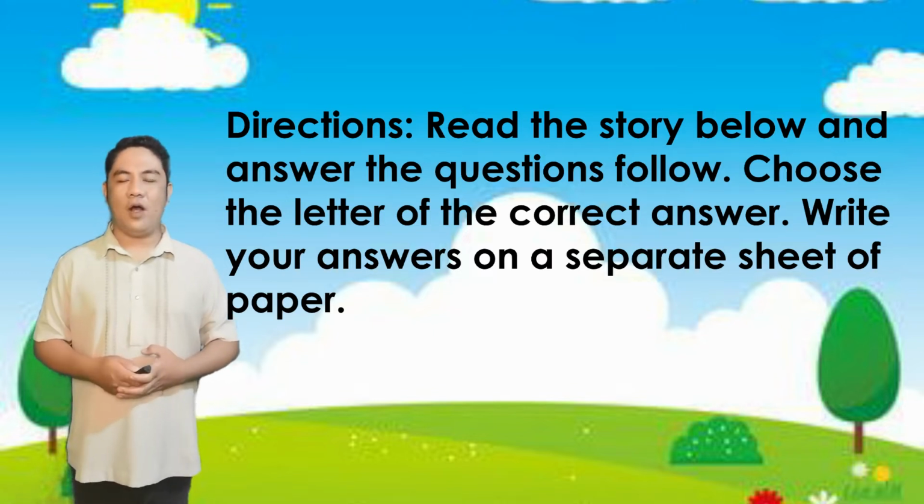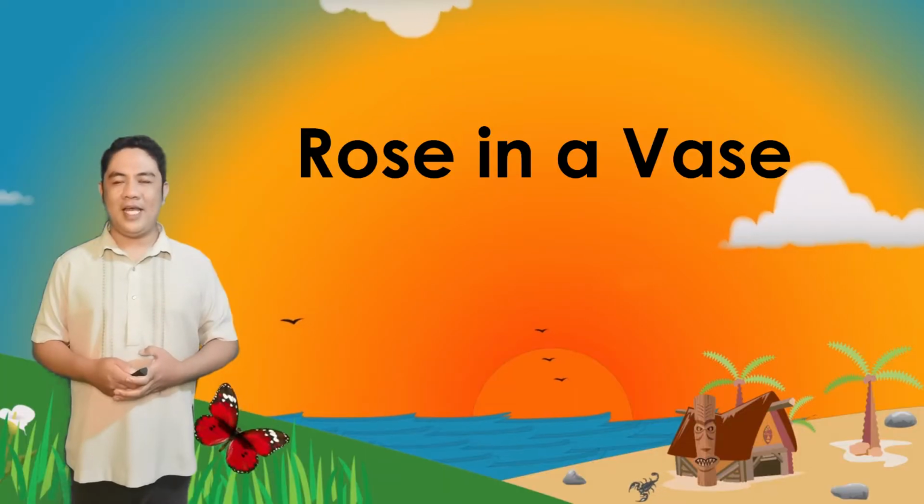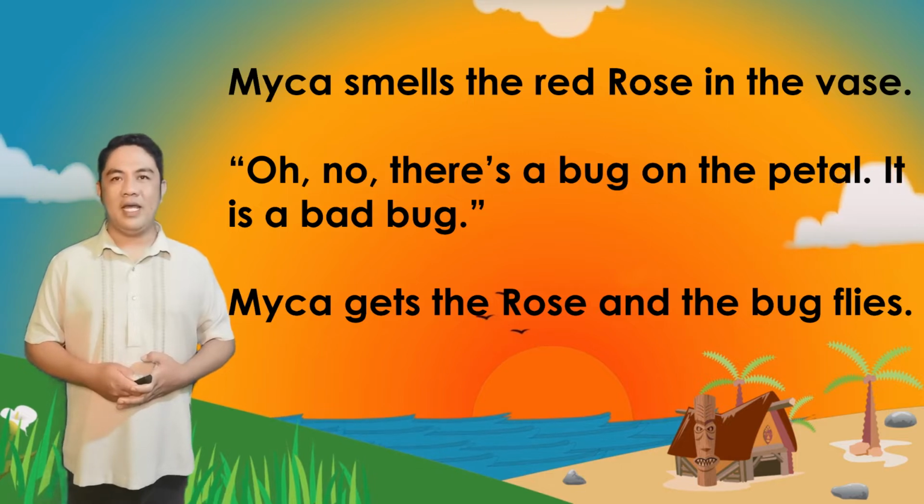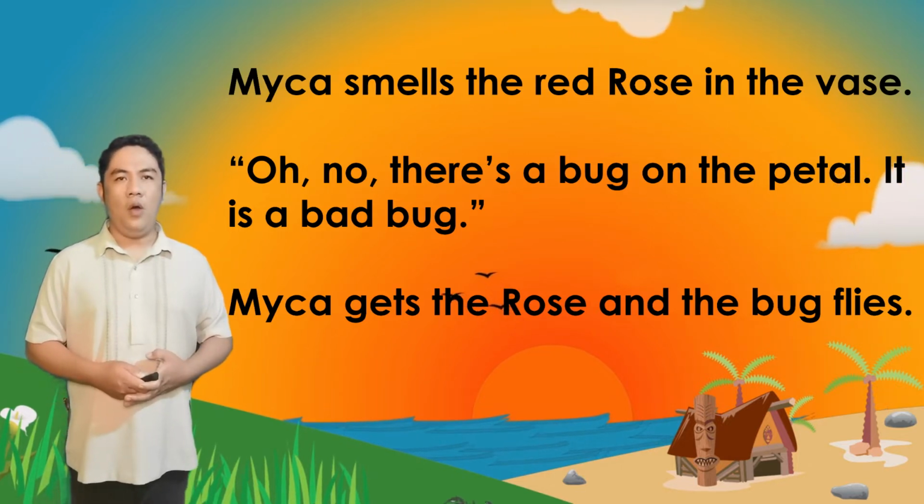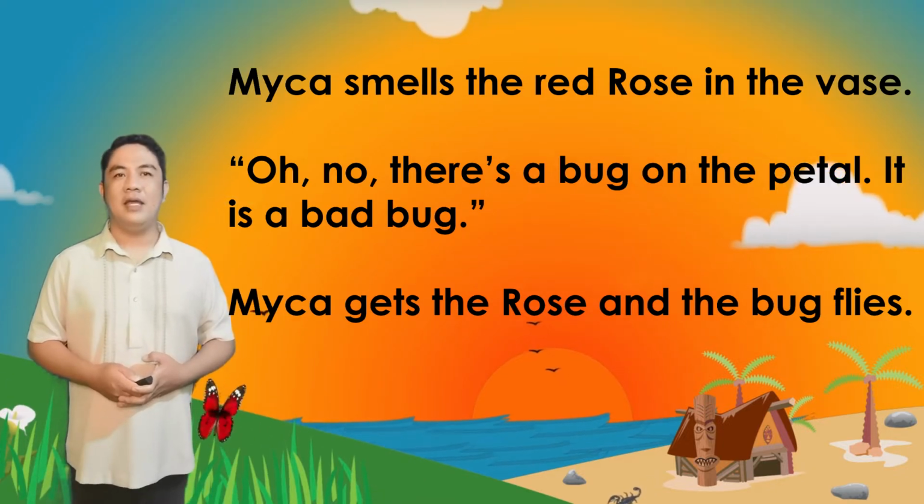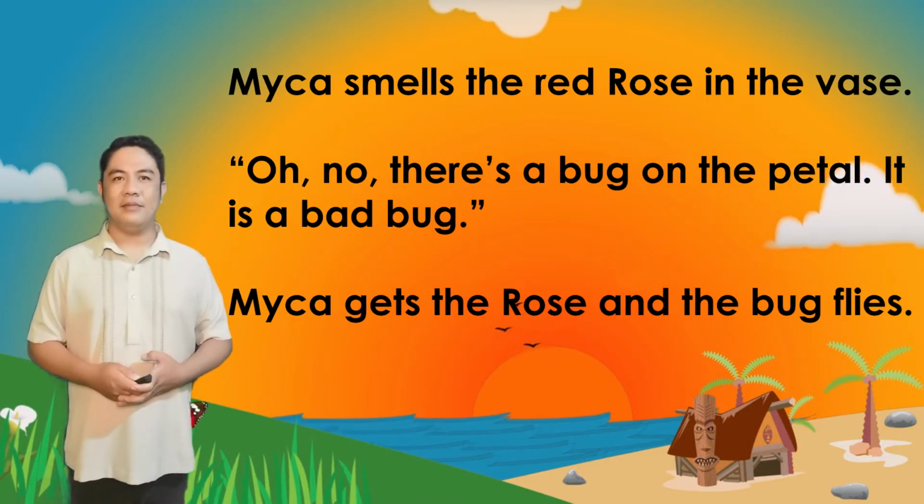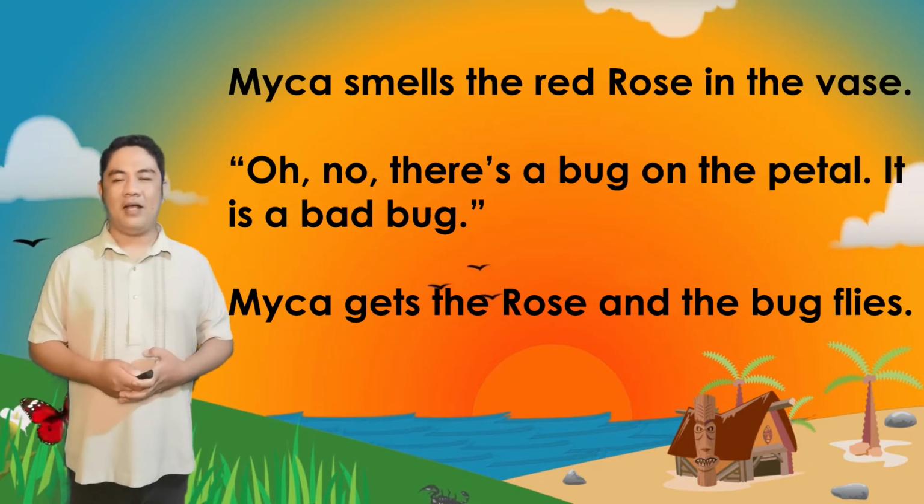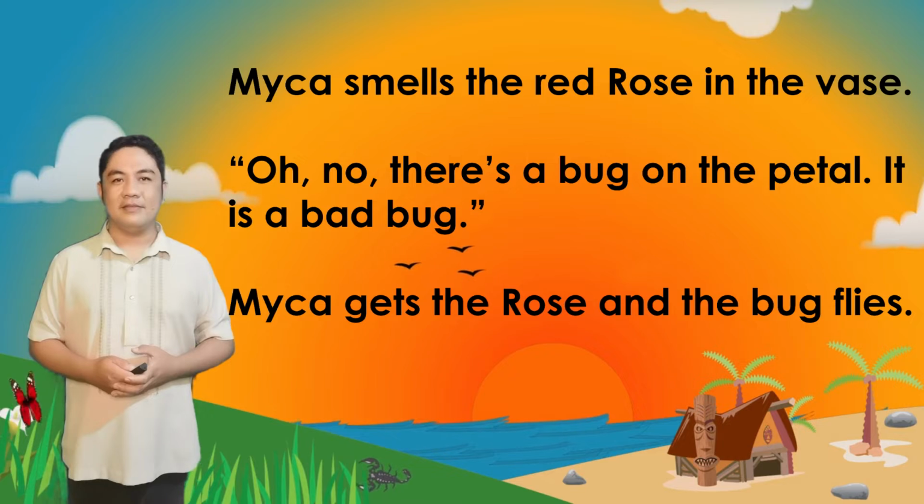The title of the story is Rose in a Vase. Mika smells the red rose in the vase. Oh no! There's a bug on the petal. It is a bad bug. Mika gets the rose and the bug flies.